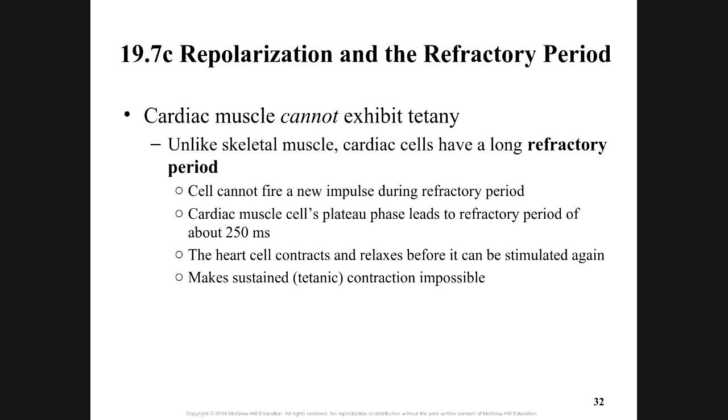In our cardiac muscle cell, unlike the skeletal muscle, we have a very long refractory period. I hope you remember the meaning of refractory period, which divides to absolute and relative. Refractory period is the period which we cannot have the other action potential. And the reason why we have a long refractory period in cardiac muscle is this. The cell cannot fire a new impulse during refractory period.